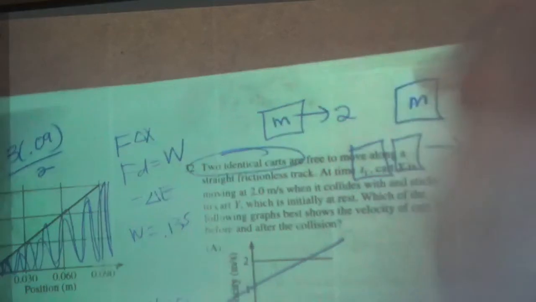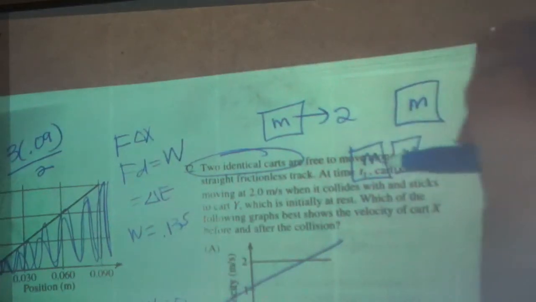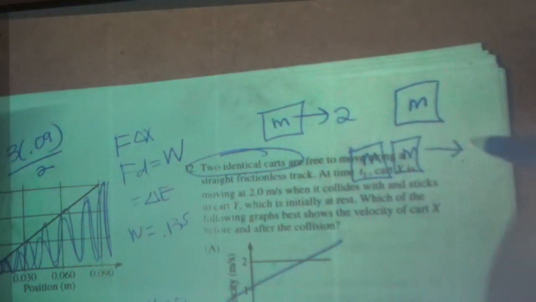So let's go back. It tells me identical carts. That means these are equal masses. So if this has a momentum of 2m, and then it picks up a second mass, now it's splitting its momentum over twice as much mass, so it'll have half the velocity.